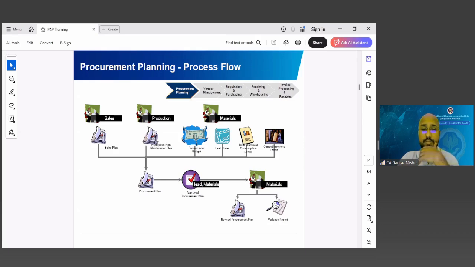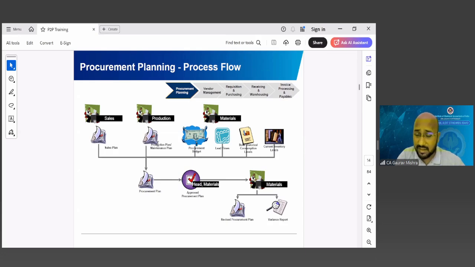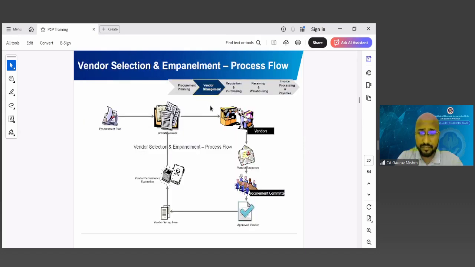The next part is vendor management. The risk I will discuss as a separate part, but first let us easily understand this one. This is about vendor management. Once procurement planning is done, you put out an advertisement, whether for materials or services, and sometimes you will not find advertisements, you will find that a mail communication has been sent to all the vendors. After this, the vendor starts submitting quotations, it goes to the procurement committee, they approve, then vendor onboarding happens, and then vendor performance evaluation. So this is again vendor management.